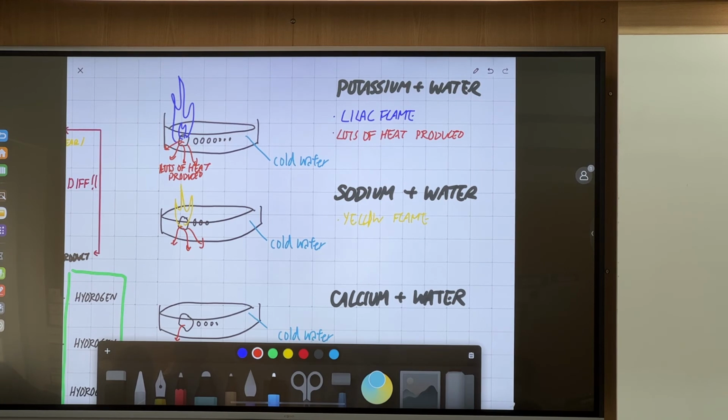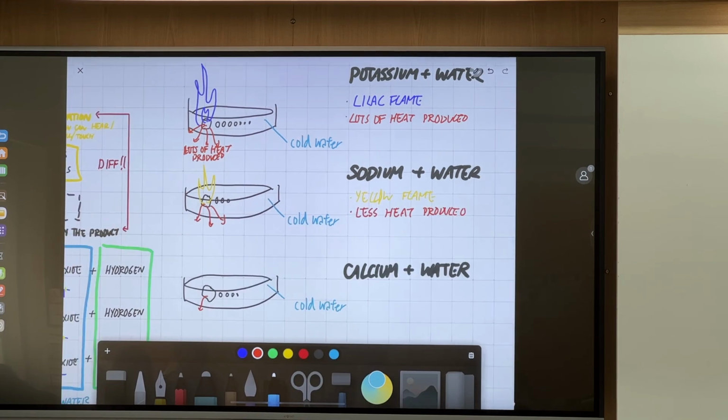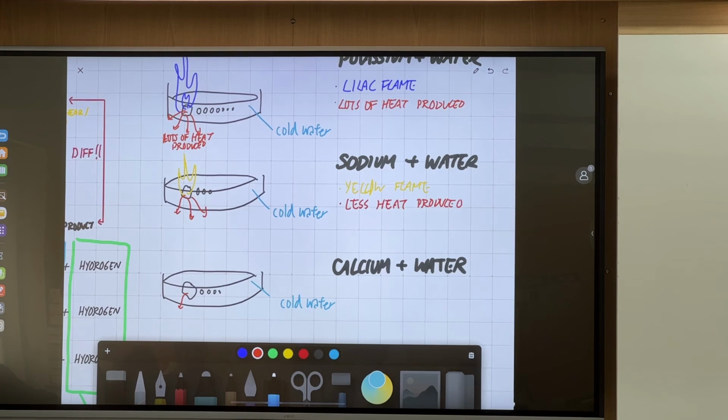And you will have less heat produced. So less heat produced, but that's still a lot. Enough heat is produced to burn the metal. With calcium, even less heat is produced. So little heat is available that the metal doesn't burn. So therefore you don't see any flame color.